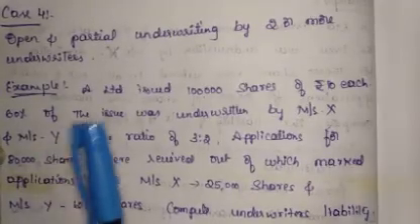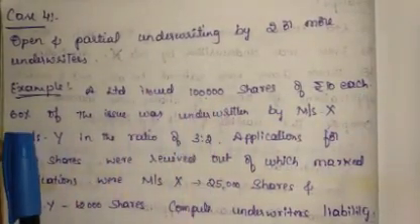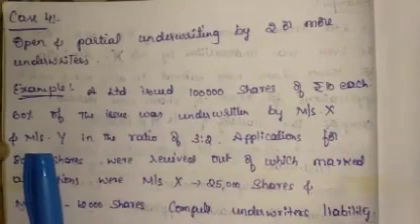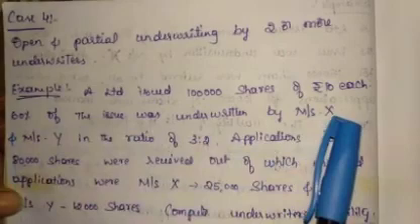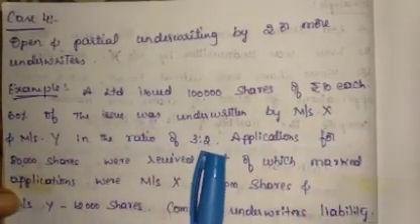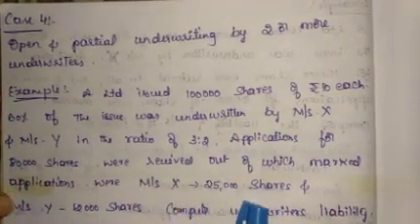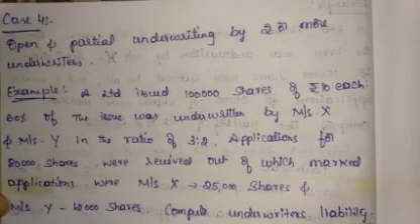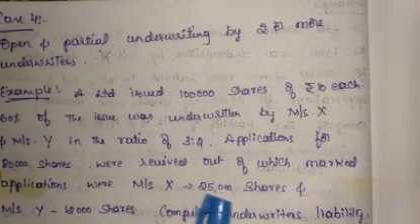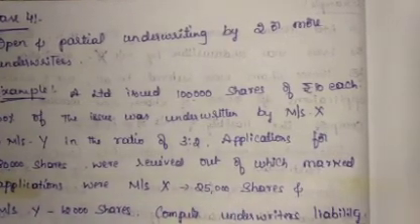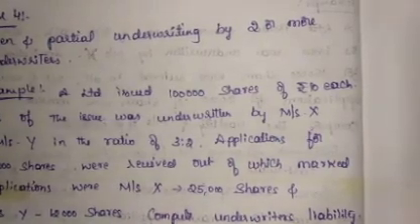Here is an example. A Limited issued 1 lakh shares of ₹10 each. Total issued 1 lakh. 60% of the issue was underwritten by X and Y. So out of the total 60%, it is together underwritten by X and Y in the ratio of 3:2. Application for 80,000 shares were received, out of which marked applications were 25,000 from X and 12,000 from Y. From the public, 80,000 applications were received. Out of that, marked application of X is 25,000 and 12,000 from Y. Compute underwriter's liability. We'll see this problem.